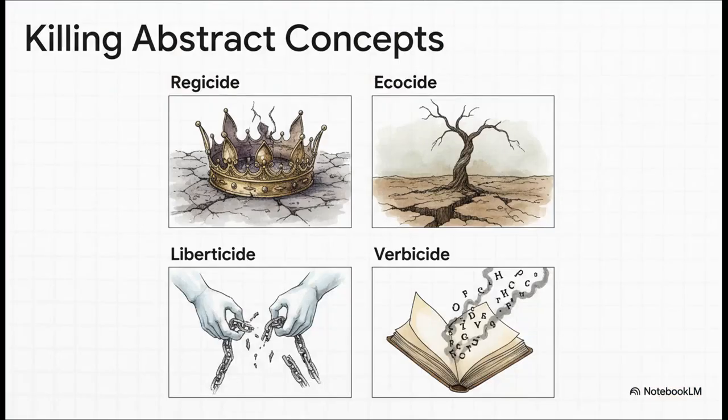And this is what I think is so brilliant, because it shows how language evolves. The idea of killing can be literal, but it also stretches to become metaphorical. Regicide is the killing of a king. Ecocide is the destruction or killing of the environment. Liberticide is the killing of liberty. And my personal favorite, verbicide, is when you deliberately distort or kill a word's true meaning.